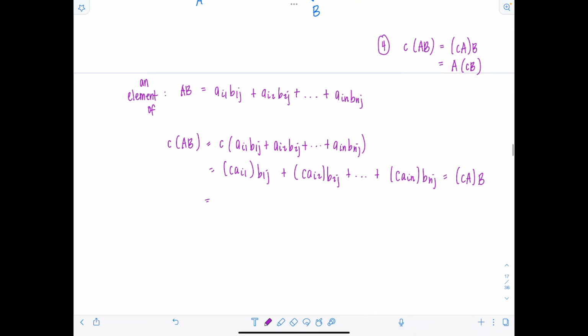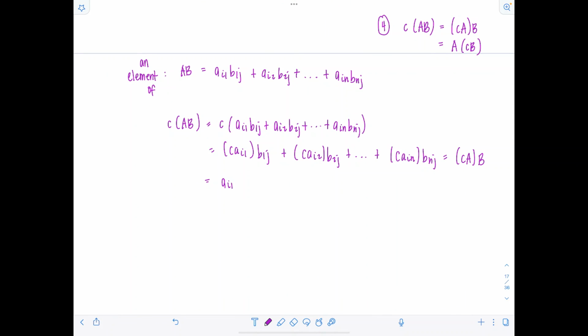Alternatively, I could also rewrite it as AI1 times C times B1J plus AI2 times C times B2J all the way up until AIN times C times Bnj. And this is A times C times B. And these are all based on using the associative and commutative properties of multiplication for real numbers, which I'm applying here to an element of the matrix AB, to show what I needed.